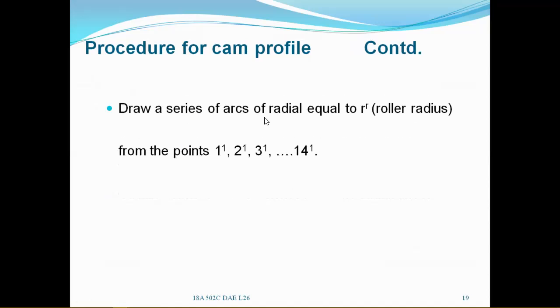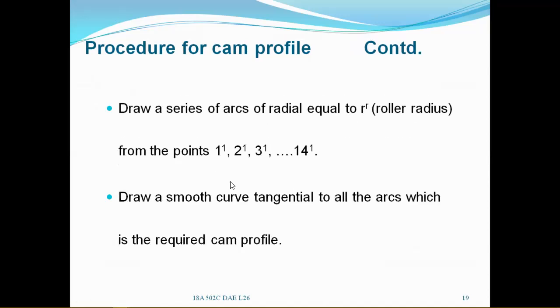Draw a series of arcs with radius equal to the roller radius RR from the points 1 dash, 2 dash, 3 dash and up to 14 dash, etc. Draw a smooth curve tangential to all the arcs, which is the required cam profile. So this is a combination for the roller follower. It is a combination of both simple harmonic motion as well as uniform acceleration and retardation.